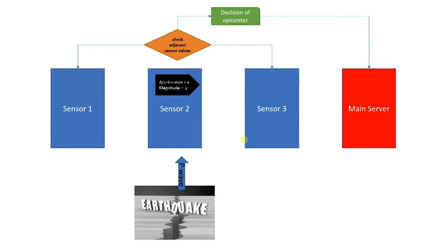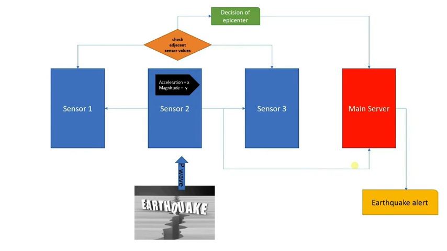Our main server will identify, based on neural networking, if there was any similar earthquake of approximately this magnitude at that epicenter before. If the answer is yes, then the server will send a pre-notification message to people of those locations who were affected before. Then sensor 2 will send the acceleration and magnitude data to sensor 1 and sensor 3. Then sensor 1 and sensor 3 will perform the check algorithm again.